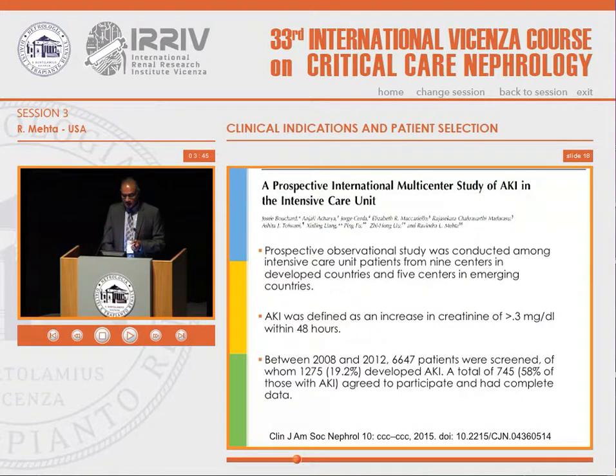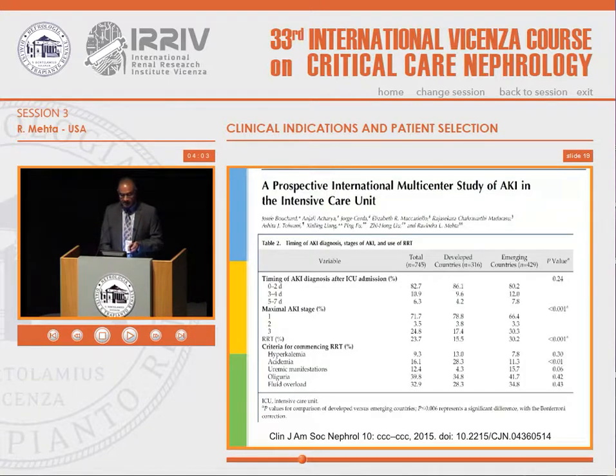Now, if this is true, we also did a study which is just being published in CJASN looking at an international registry from multiple countries around the world. And in this, from 2000 to 2012, we had about 1,300 patients who were included. And here, when we asked the question in terms of what were the indications and criteria for starting dialysis, you can see whether it was the developed world or emerging countries, they were relatively the same.